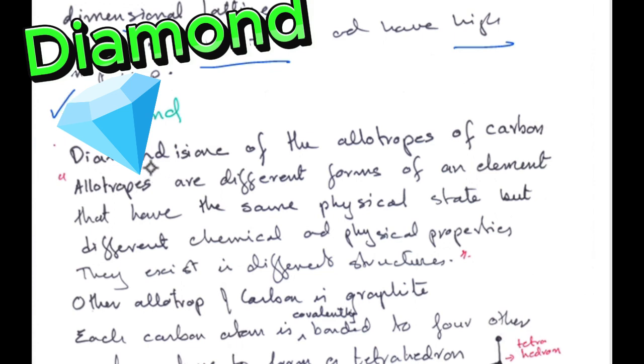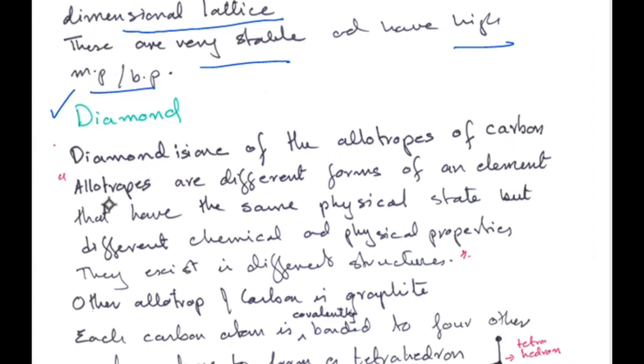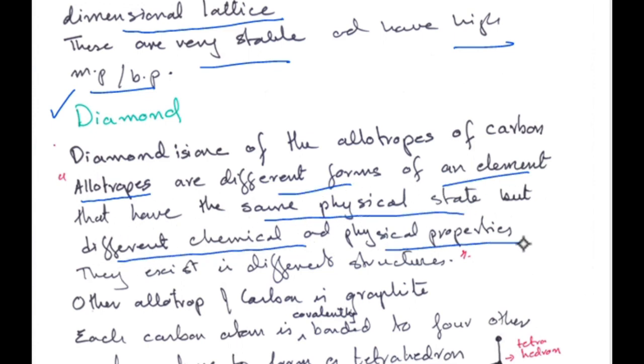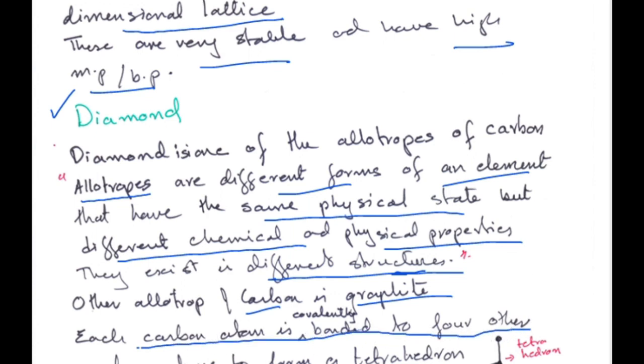Now we come to the structure of diamond. Diamond is one of the allotropes of carbon. Allotropes are different forms of an element that have the same physical state but different chemical and physical properties. They exist in different structures. The other allotrope of carbon is graphite. In diamond, each carbon atom is covalently bonded to four other carbon atoms to form a tetrahedron, which in turn is bonded to four more carbon atoms to form a three-dimensional structure.